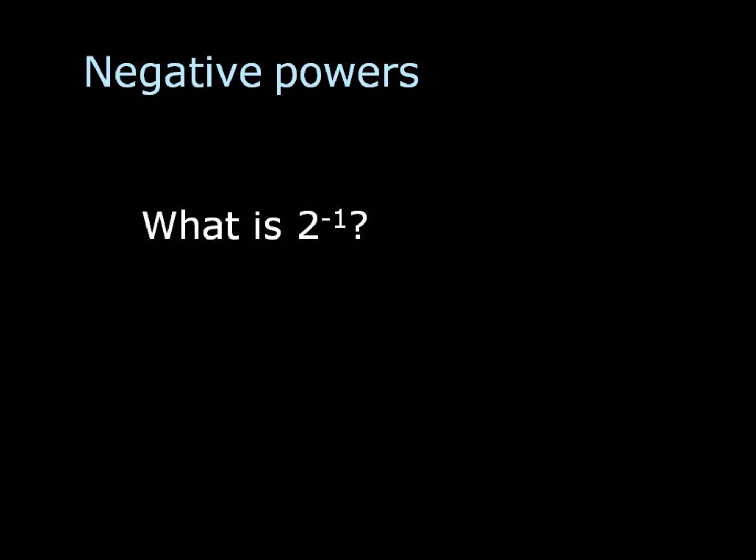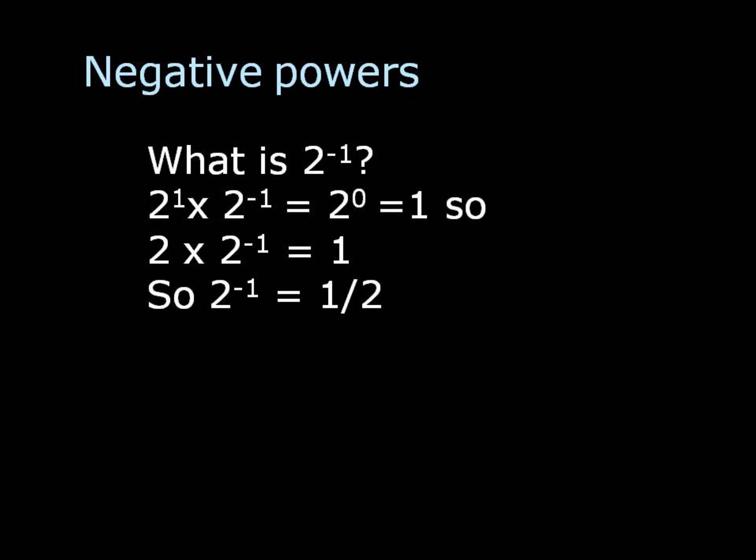Finally, what happens if the power is negative? If we are asking about 2 to the power of minus 1, how can we work that out? So suppose we try and work out 2 to the power of 1 times 2 to the power of minus 1. Now if the law of exponents is still to apply, that's equal to 2 to the power of 0, and we've decided that should be equal to 1. So 2 times 2 to the power of minus 1 equals 1. That implies 2 to the power of minus 1 is equal to 1 over 2, a half.